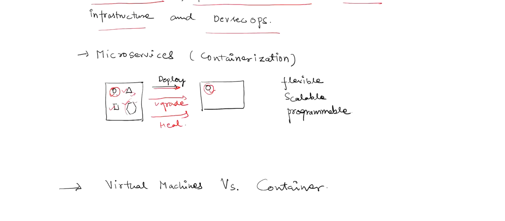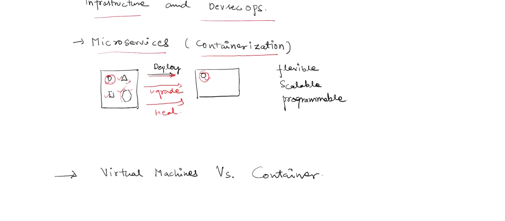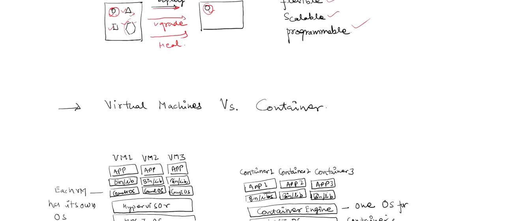So that's why these microservices come in the form of containerization. What is a container, we will see in the next topic. So these are microservices in a cloud. They should be loosely coupled and independent of each other in terms of flexibility, scalability, and programmability.